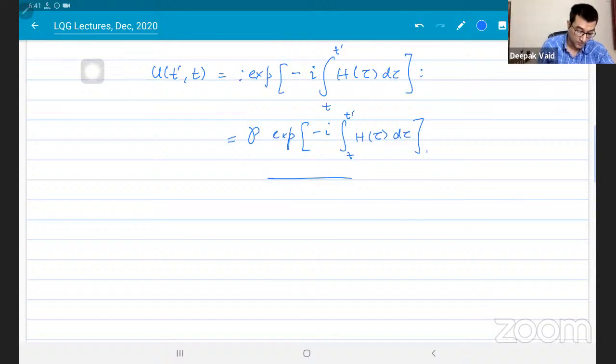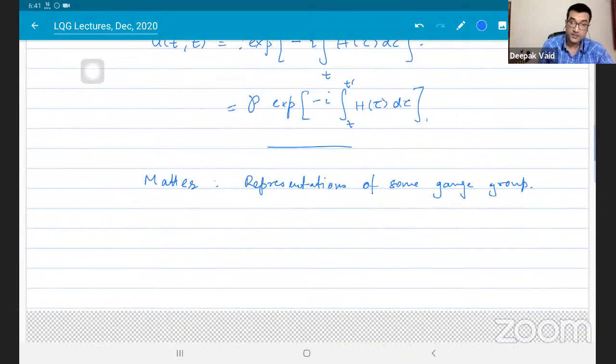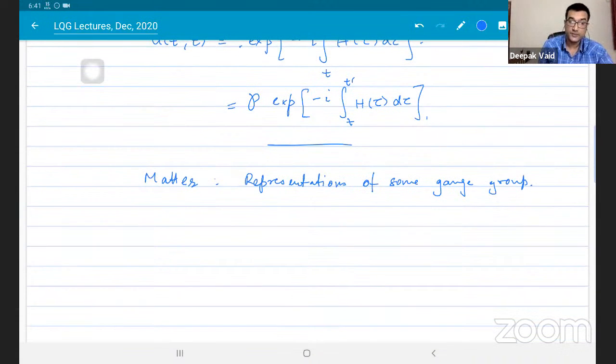So now I have this picture of matter, right? Which consists of something which lives in representations of some gauge group, right? As an example, you have different kinds of representations of gauge groups. You have the fundamental representation, the adjoint representation, and so on. So we can think of these spinors. These spinors belong to the fundamental representation of SU2, right?